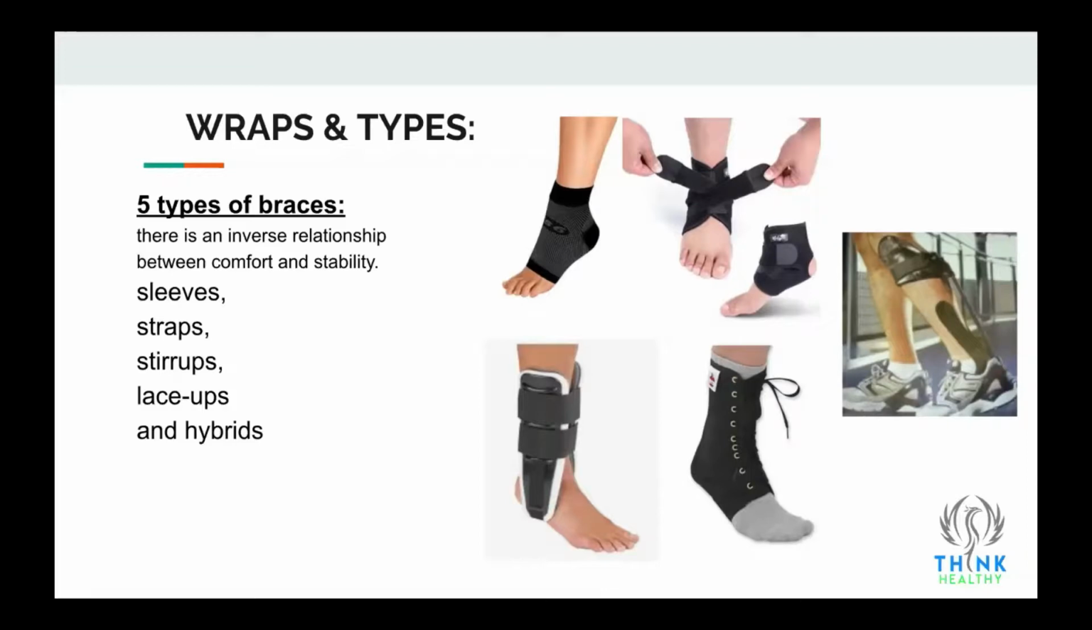The last type of wrap that you see is a hybrid. A hybrid is a combination of the soft, the Velcro, the semi-rigid, and the full rigid. And that is something that's mostly offered in more severe cases.